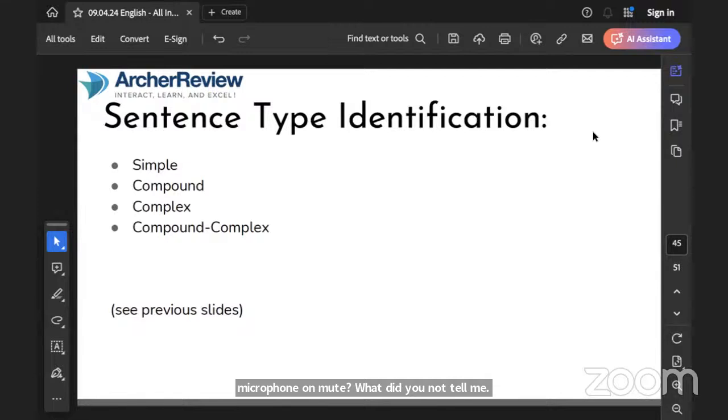And we talked about simple, compound, complex, compound-complex. Remember, simple, just quick review. Simple is one independent clause. Compound is two independent clauses. Complex is going to be one of each, so one independent, one dependent. And compound-complex is going to be a combination of the previous two. So two independent clauses, at least one dependent clause. So at least two independent and at least one dependent.